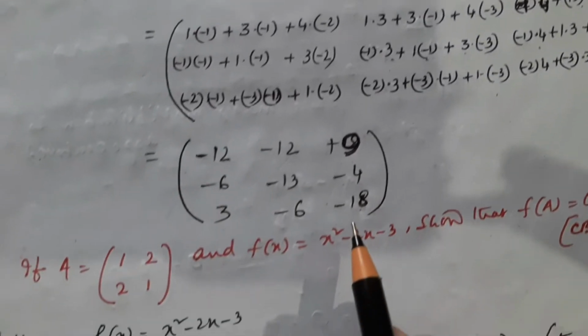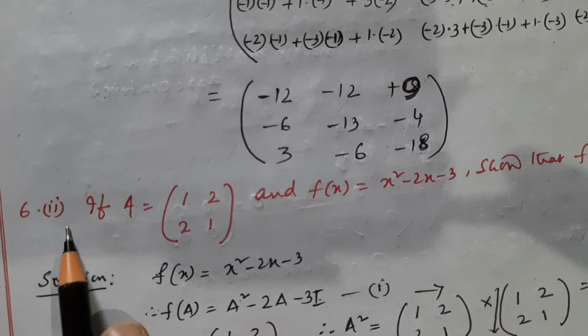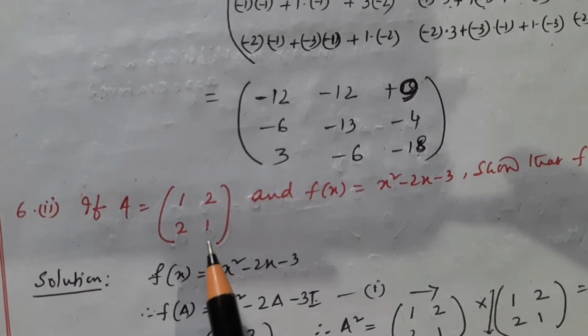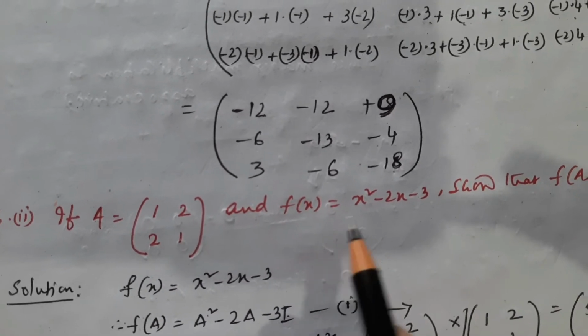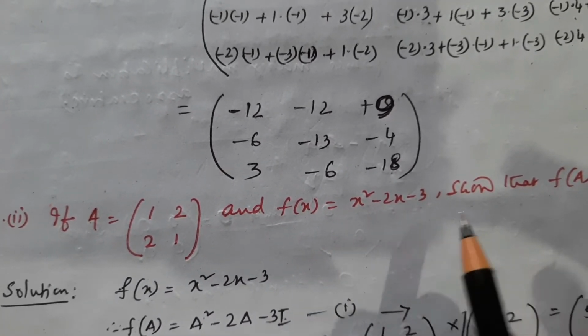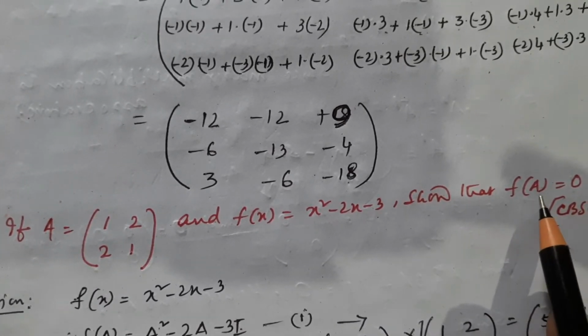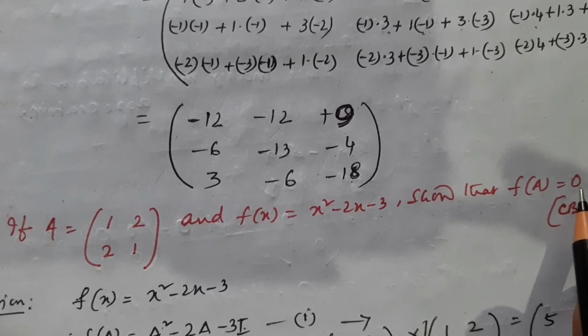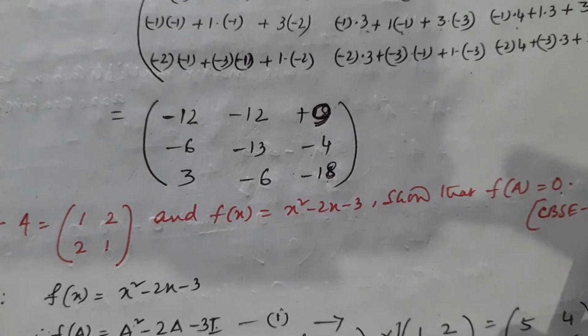Next, question number 6, part 2. If A equals [1 2; 2 1] and f(x) equals x square minus 2x minus 3, show that f(A) equals 0. CBSE 2005.